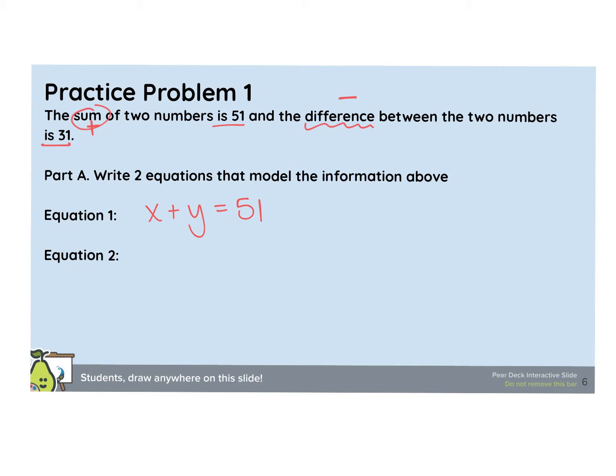And then my second equation says find their difference. So it's x minus y equals 31. So that was the first step. Could you find the two equations? If you couldn't, go back and make any changes that you need to. And we'll go to the next slide to finish.